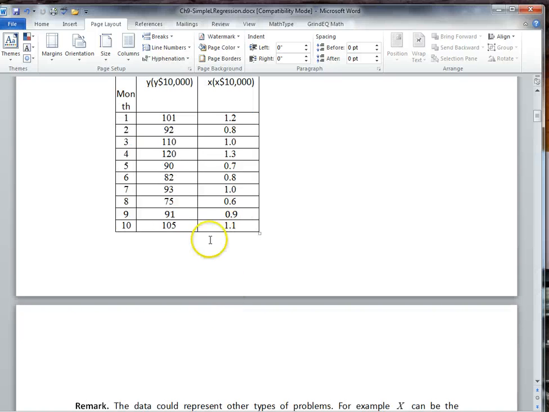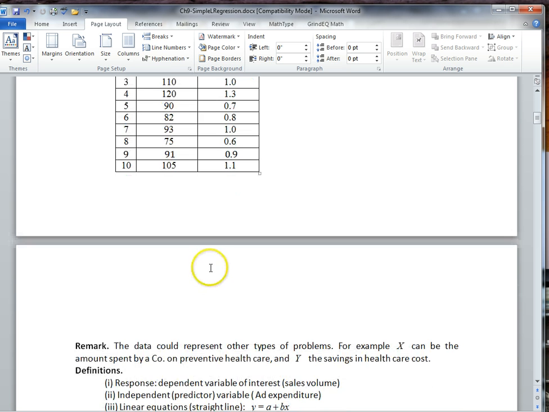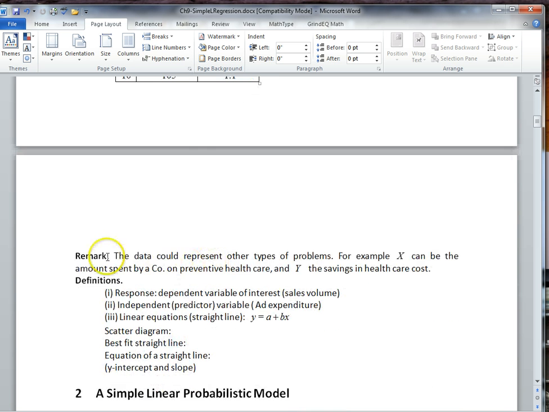And so I'm going to see, if in the future I spend $10,000 in advertising, what would be my sales volume? Are they related? Will there be that relationship? I just want to point out that this data can represent some other types of problems. So I can say X is the amount spent by a company on preventive health care, and Y is the savings, and so on. So you can think of many other problems.